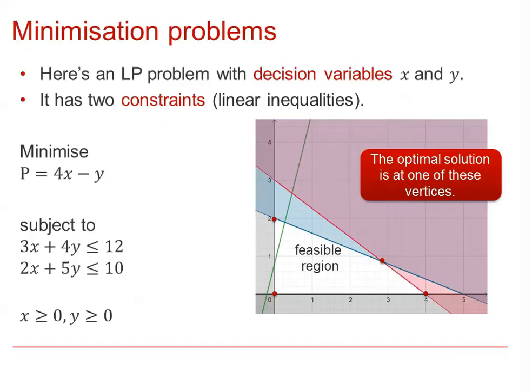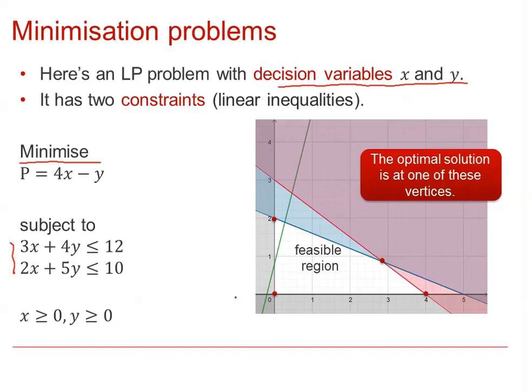So here we have a linear programming problem with two decision variables x and y, and this time the objective function is to minimize. So we want to minimize P equals 4x minus y, subject to the two constraints seen here, with obviously trivial constraints of x is greater than or equal to 0 and y is greater than or equal to 0.